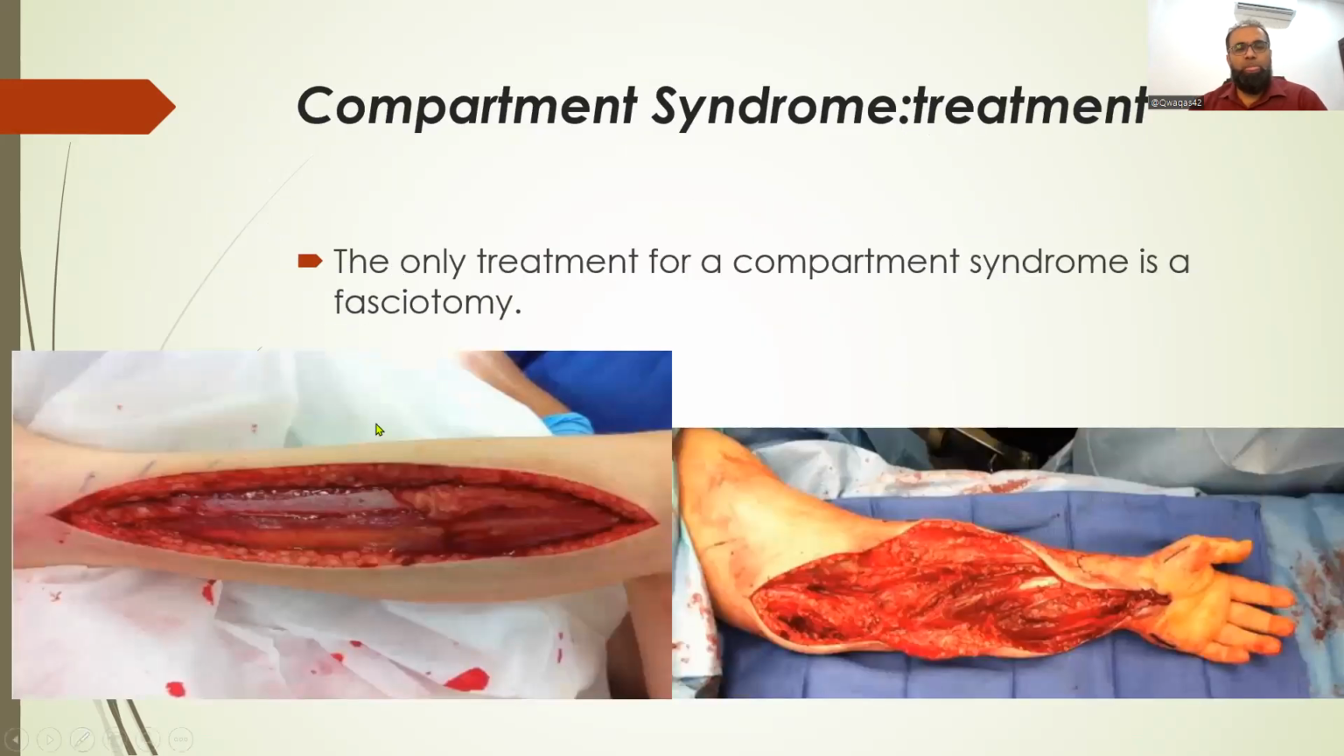These are the pictures. So you can see a fasciotomy done. This is the leg wound. This is the arm wound.